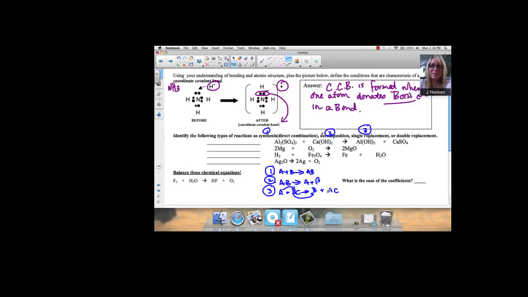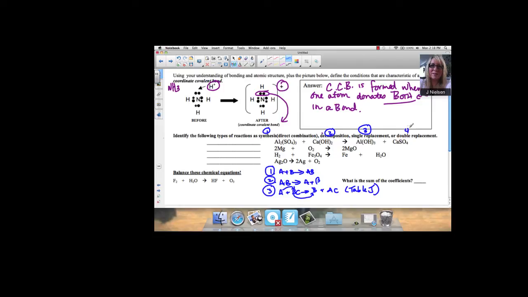Now remember, when we're talking about single replacement reactions, we always use table J. Okay? Table J. The element pushing in has to be more reactive than the element it's pushing out. So the element pushing in has to be higher up on table J than the one that it's pushing out. Remember, we don't lower our standards, we raise our standards.